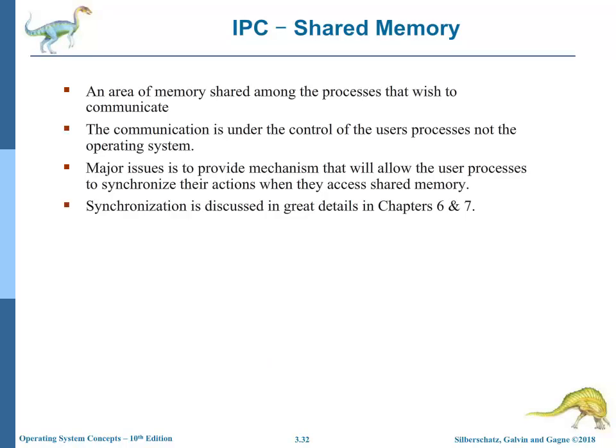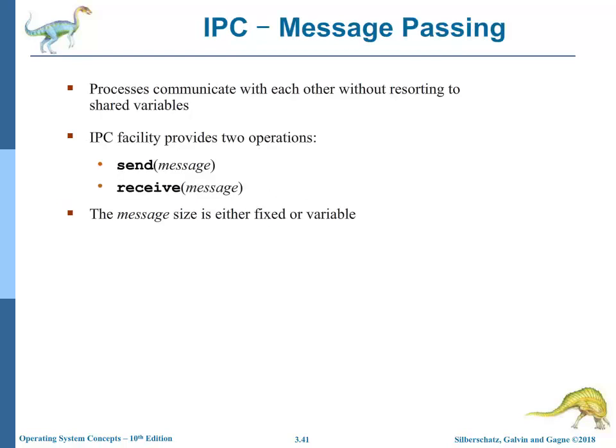In shared memory, a producer can produce one item while the consumer is consuming another item. The producer and the consumer must be synchronized so that the consumer doesn't try to consume an item that hasn't yet been produced. Synchronization will be discussed in great detail in chapters 6 and 7. We just introduced the shared memory model.